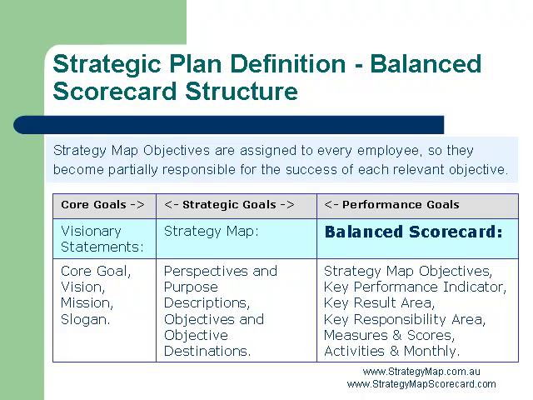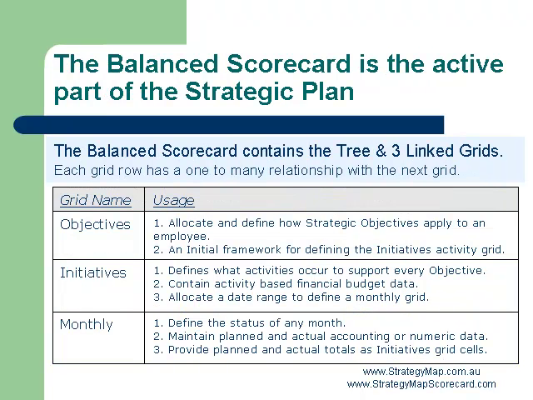The Balanced Scorecard is then the active part of the strategic plan and is comprised of 3 linked tables. These tables are normally called grids because they are active and contain many different types of data: text, numbers, icons, and links to external documents or websites. The 3 grids are objectives, initiatives, and monthly, with each supporting the one above.